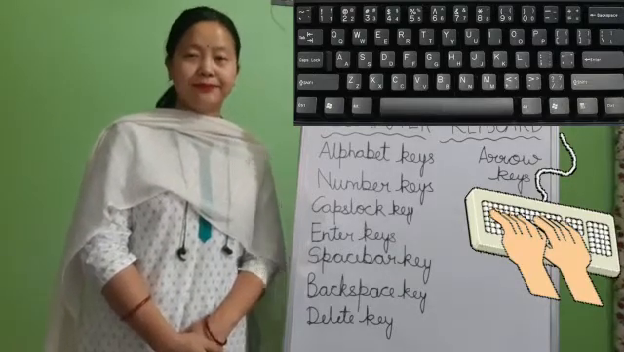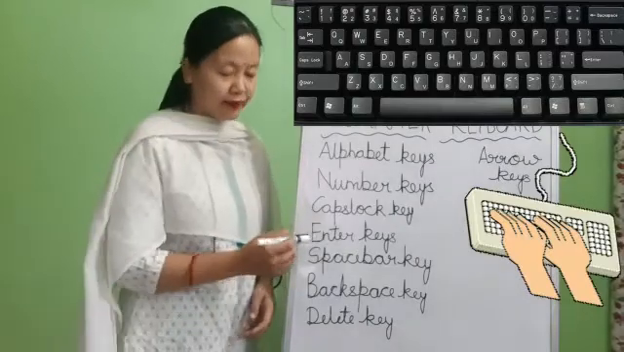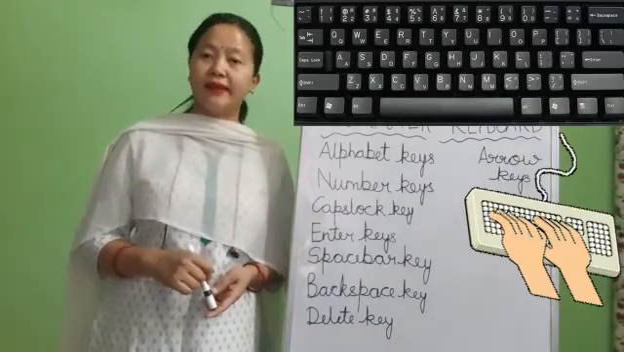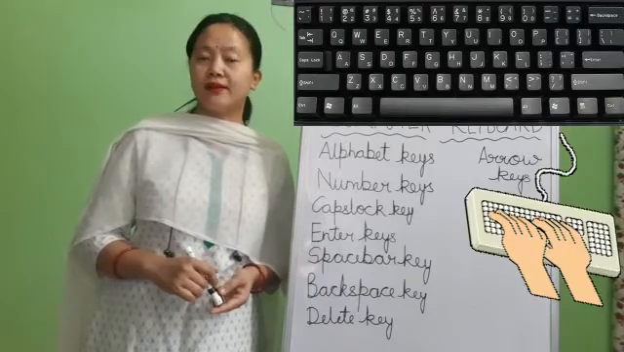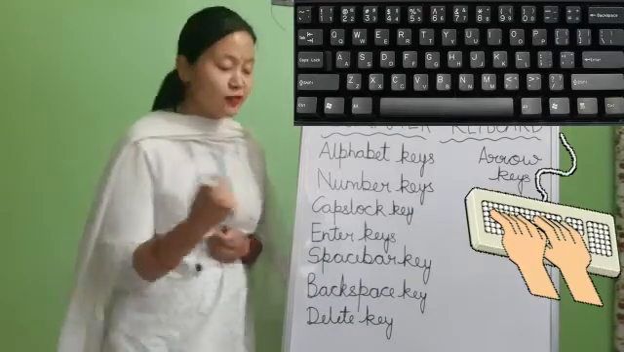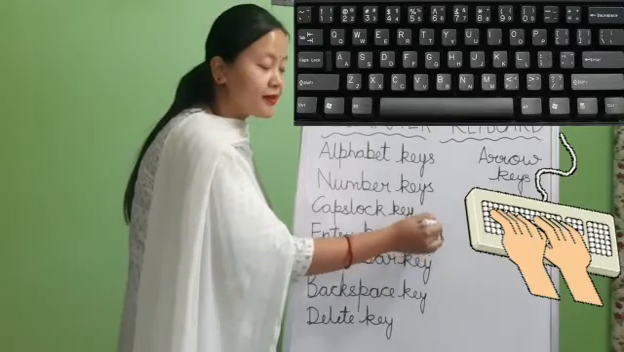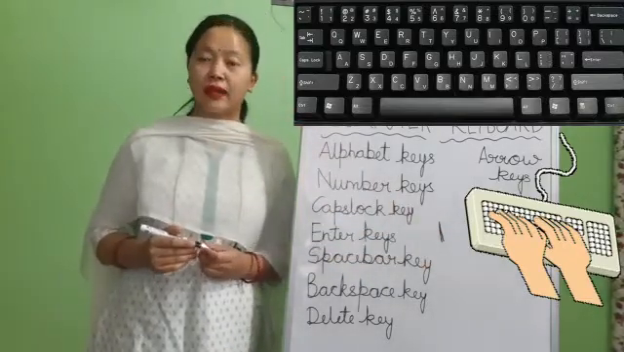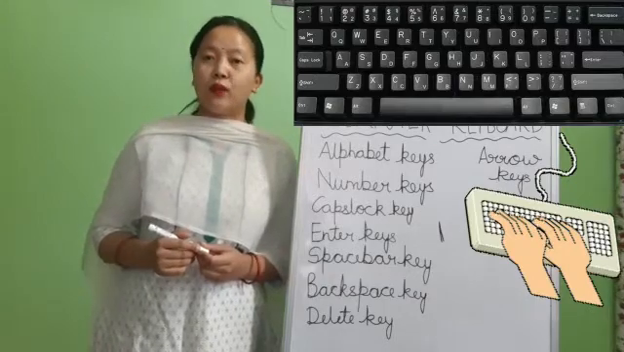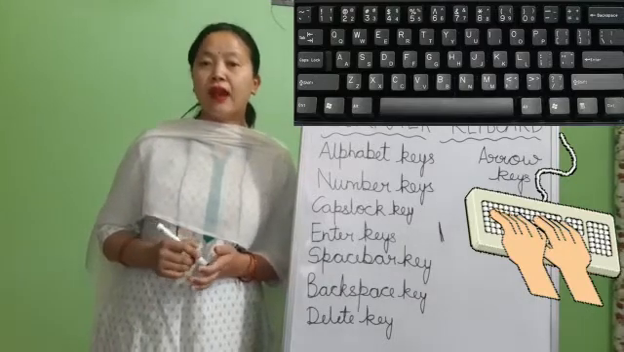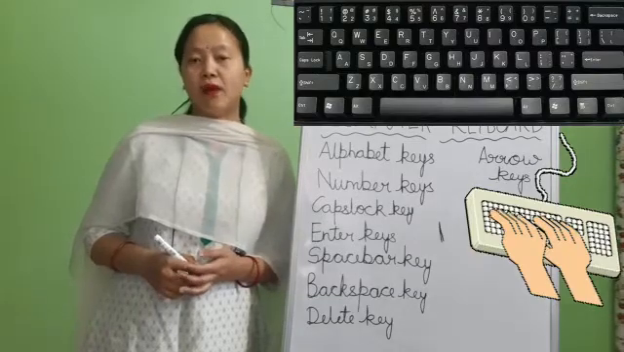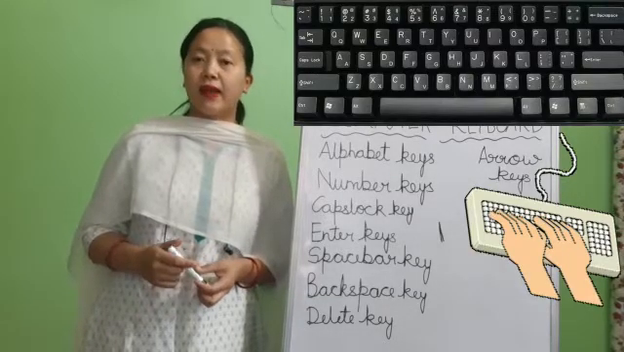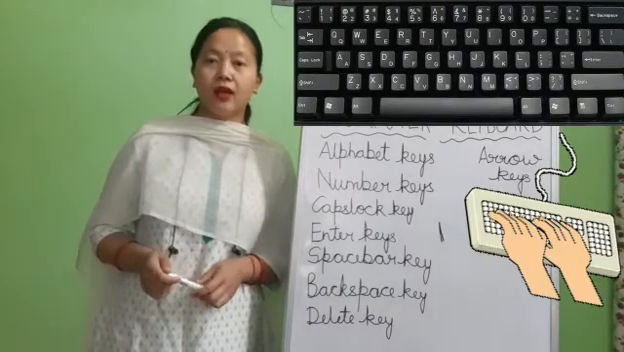Okay children? Children, next is enter key. Enter key is used to move the cursor to the next line. Children, now what is a cursor? Cursor is a small black line. Cursor is a small black line like this that blinks on the computer screen while typing. Okay children? And children, there are two enter keys on the keyboard. How many enter keys are on the keyboard children? There are two enter keys on the keyboard.